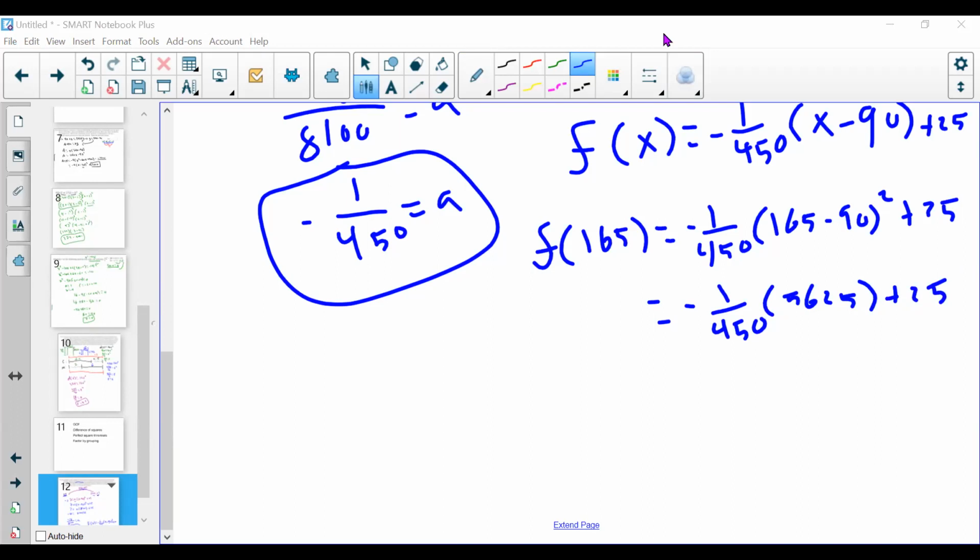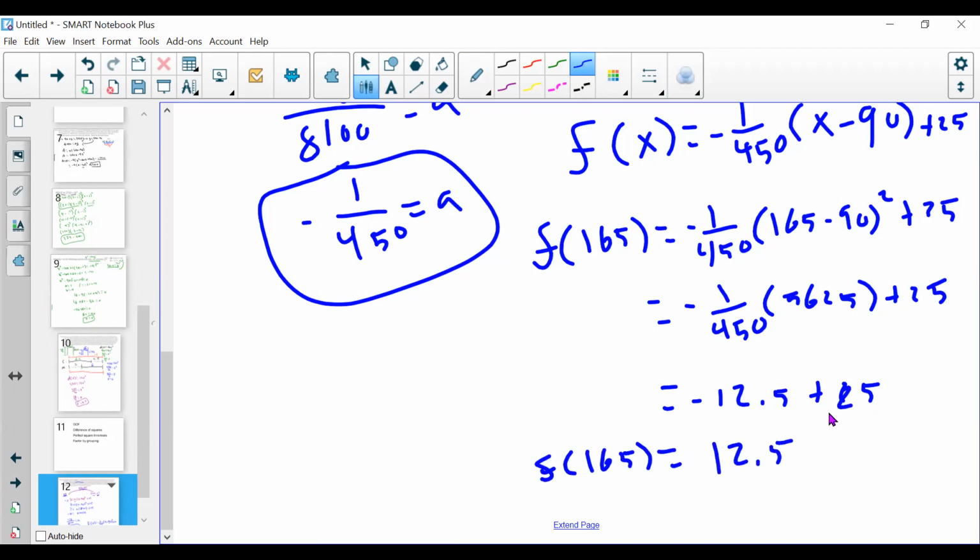Divide that by negative 450. 5,625 divided by 450 is 12 and a half. Negative, so we get negative 12.5 plus 25, or finally f of 165 equals positive 12.5. Or in other words, the ball will be 12 and a half feet above the guy at second base after it's thrown.